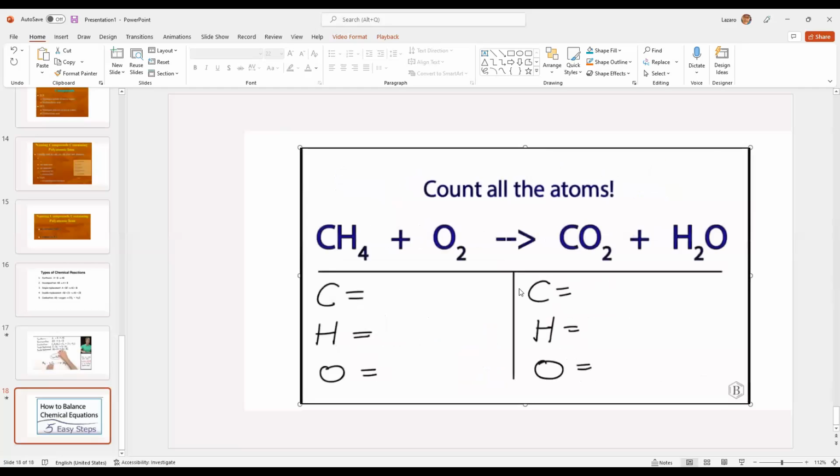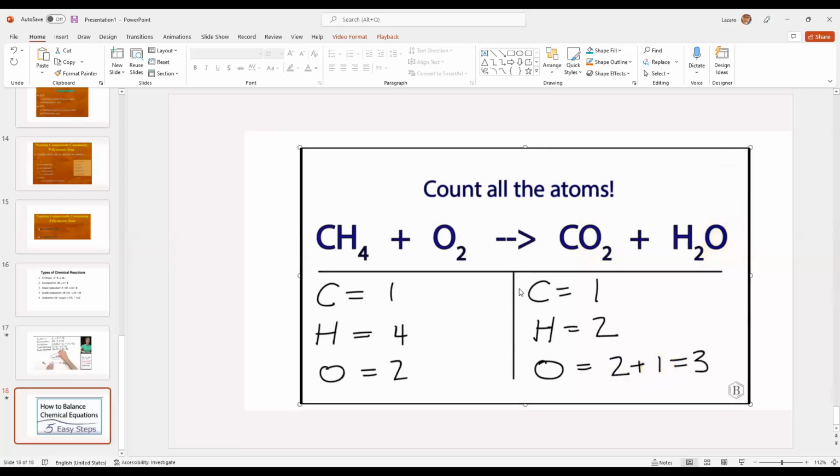Let's wrap up with one that sometimes gives people problems. So we can see we have 1 carbon, 4 hydrogen, and 2 oxygen. Over here we have 1 carbon, and then we have 2 oxygen, and then we have hydrogen. But be careful, you have to count this oxygen over here as well. 2 plus 1, that'll give us 3 oxygen.